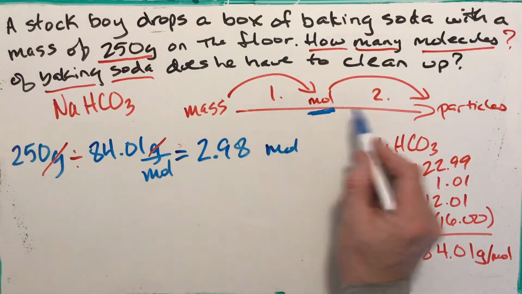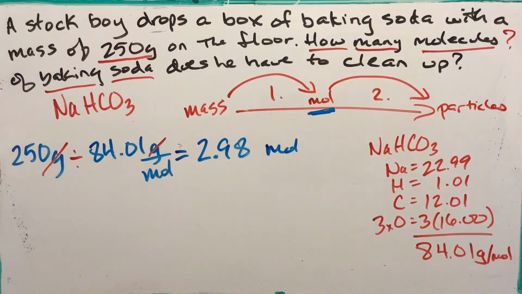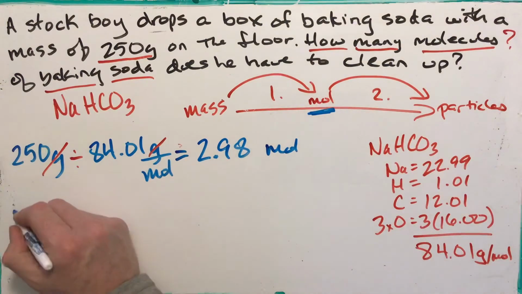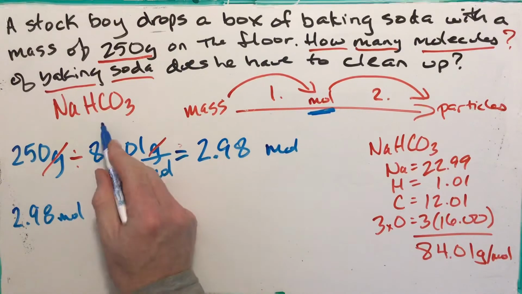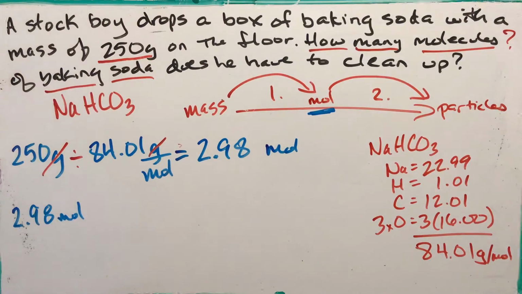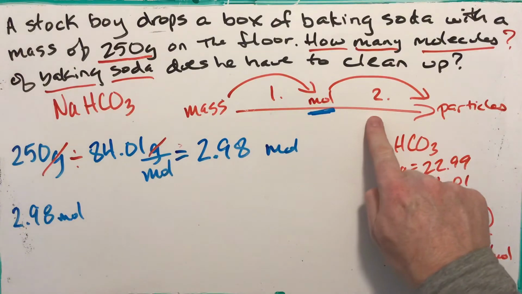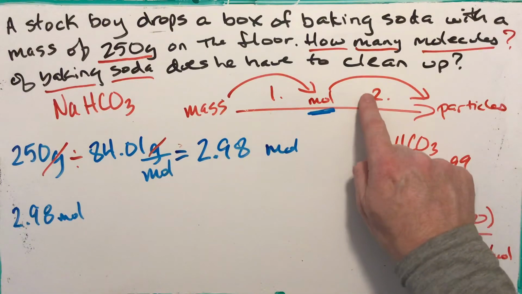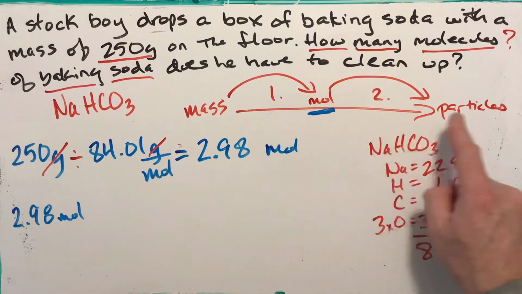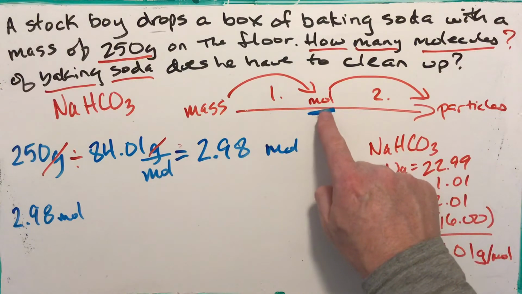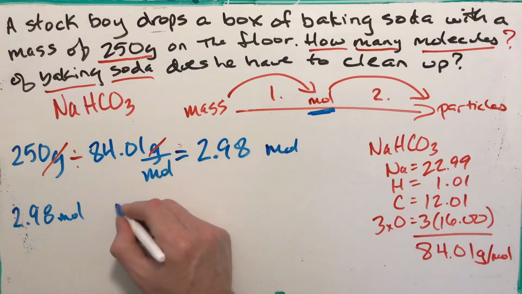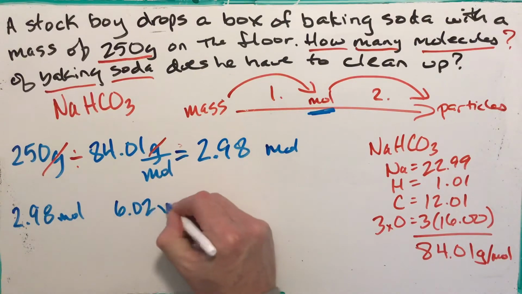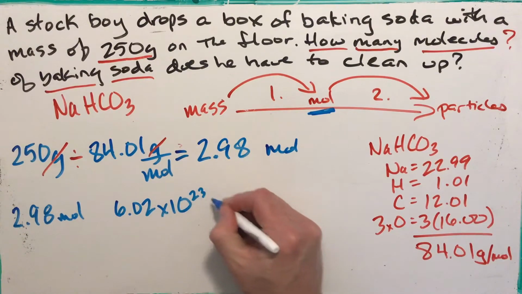I took that first step. I've got to get to the second step here. So I'm just going to carry this down here: 2.98 moles of sodium bicarbonate. And now I'm going to take the second step of the problem. I know the conversion factor here was knowing how many particles are in a mole. So 6.02 times 10 to the 23rd.